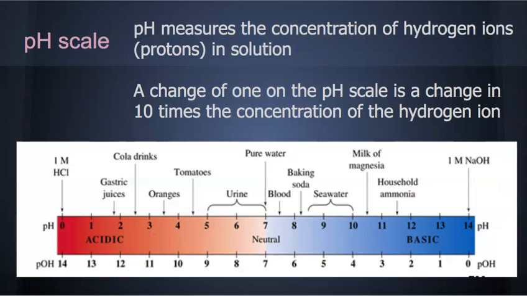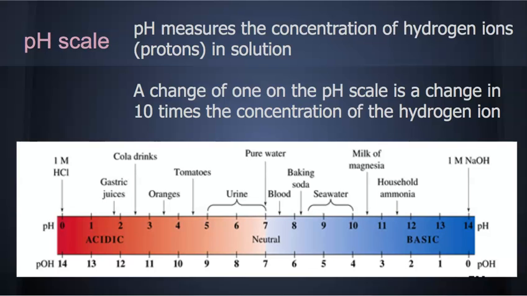Here's an example of the pH scale. You'll see that it runs from 0 to 14. It's a measure of the concentration of hydrogen ions. You'll also see in my picture there's a pOH scale, which is the inverse. But the really important thing to note about the pH scale is that it is logarithmic, which means every change of 1 on the pH scale is a change by a factor of 10 in the concentration. So something with a pH of 1 is 10 times stronger than something with a pH of 2, 2 is 10 times stronger than 3, and so forth.